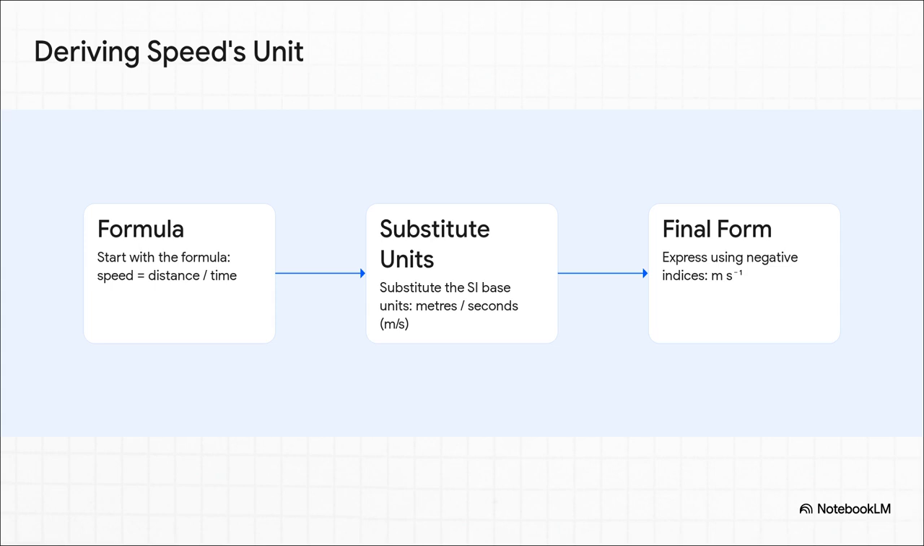So to figure out its units, we just swap in the base units. Distance is measured in meters, and time is in seconds. So the unit for speed is meters per second. Easy enough. Now, in physics, you'll often see this written as m s to the power of -1. It's just a cleaner way of writing it. And just like that, we've derived a brand new unit from our base units.